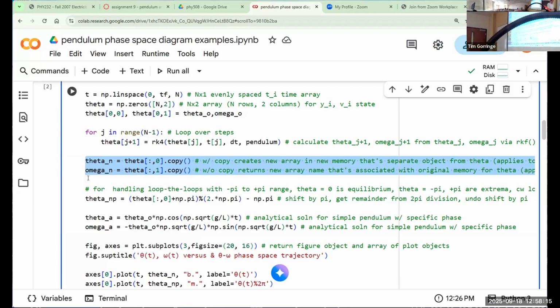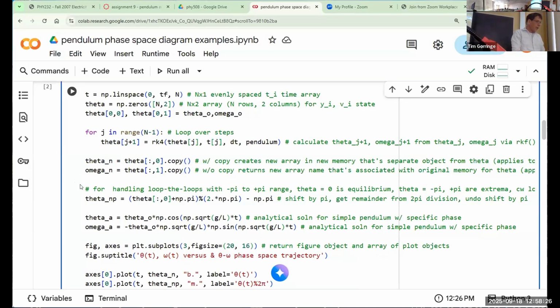So that's why the copy is there, so that they are new variables with their own copies of the data. Okay. I think I wanted to explain this.